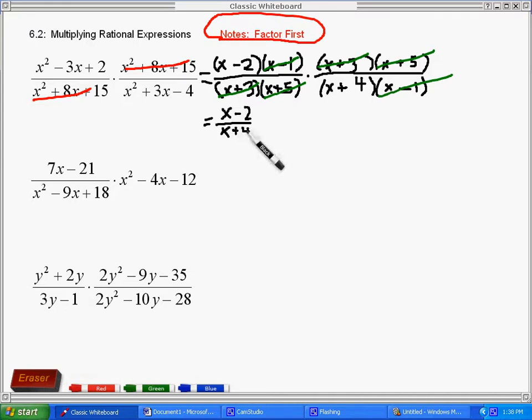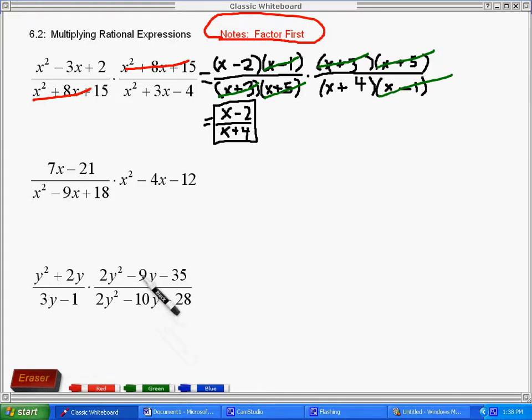And again, just like in the last video, I'm going to go ahead and ask if I can cancel these x's. You should be thinking right now to yourself that no, you cannot cancel those x's, because they each have a number attached to them, and unless those numbers are exactly the same, we cannot cancel. So that's our final answer. Okay, so that's the first example.